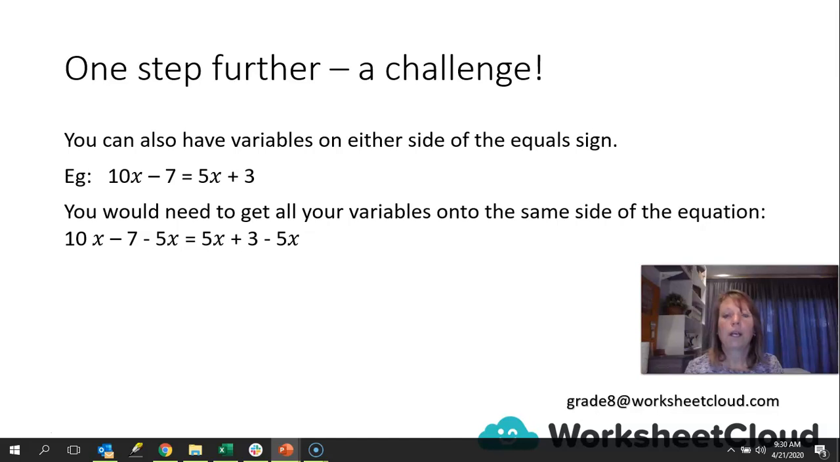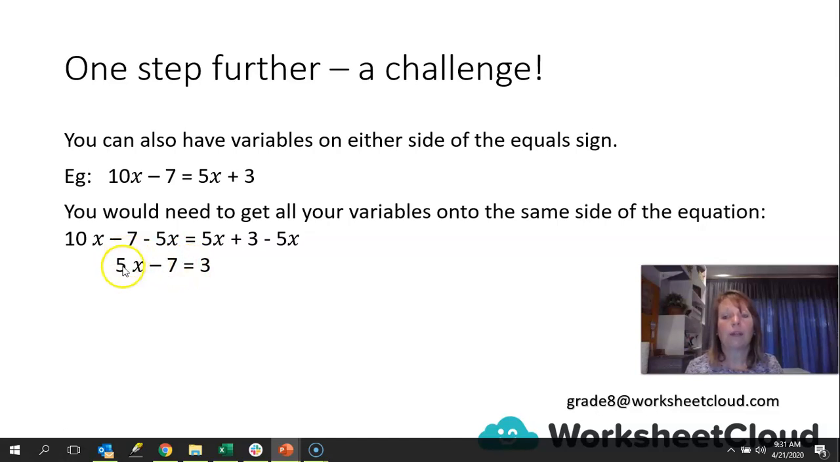Right, we've got 10x minus 7 minus 5x. Can you see we've taken the variable across, but we're going to do minus 5x because on this side we did minus 5x to get rid of that 5x there. So we're going to be left just with the constant. Okay, so we've got 5x minus 7 because 10x minus 5x gives me 5x. Keep the minus 7 because we haven't done anything with that. And we've got a 3 left there.